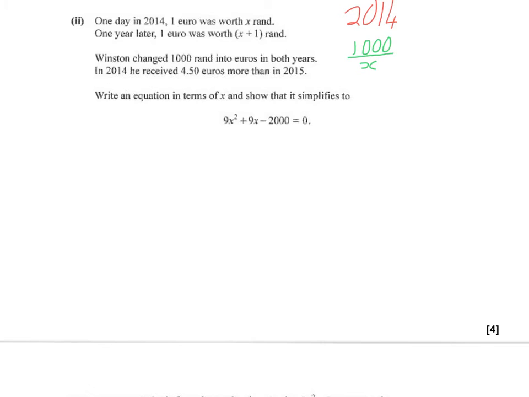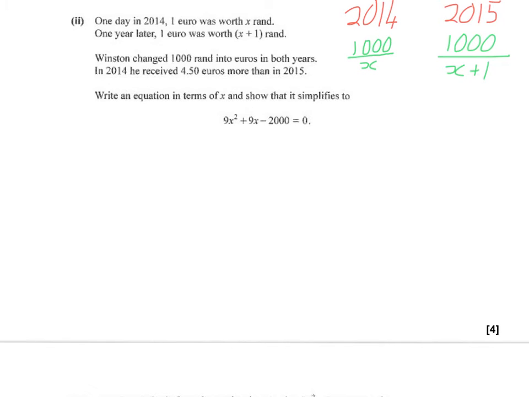Then in 2015 he's actually going to get fewer euros. He's going to get 1,000 divided by a bigger number. He's going to get 1,000 divided by x plus 1, because for every x plus 1 rand, he gets 1 euro. So that's how much he got in 2014, that's how much he got in 2015.